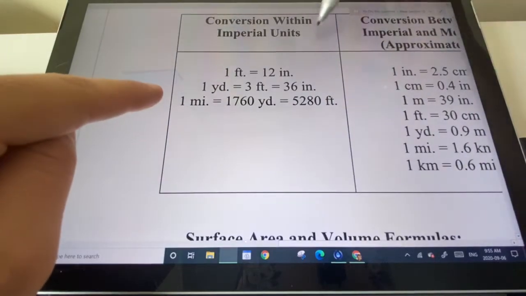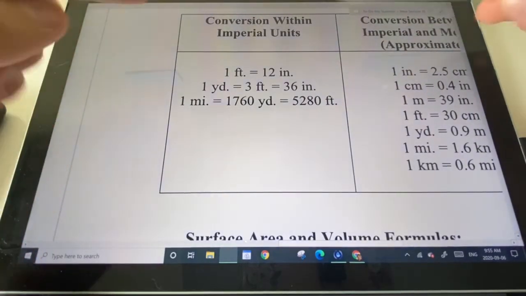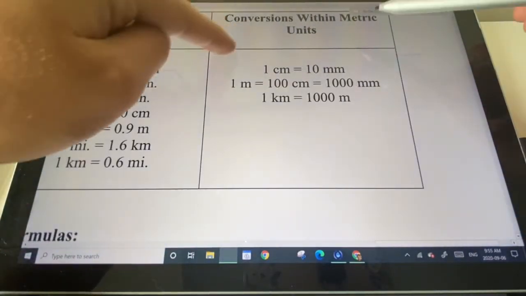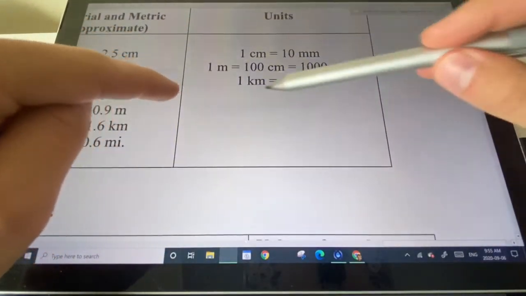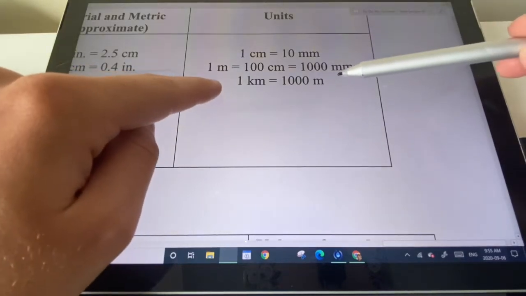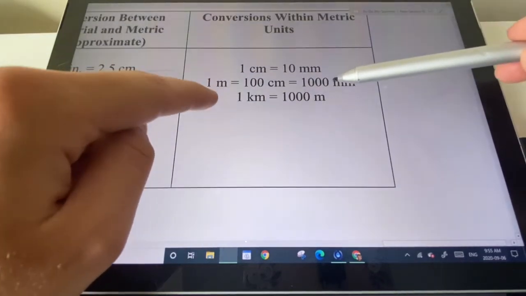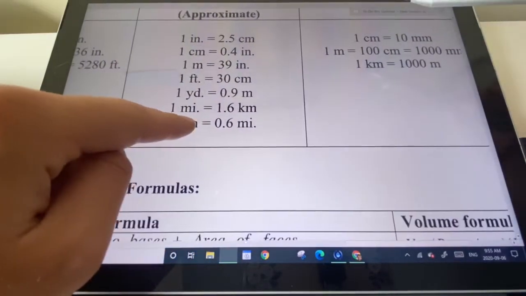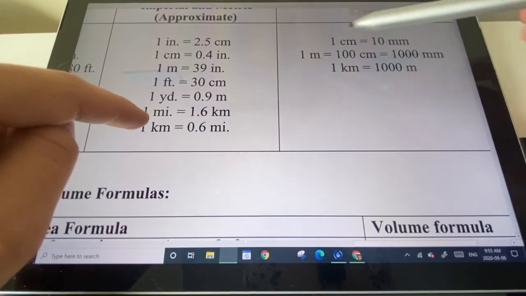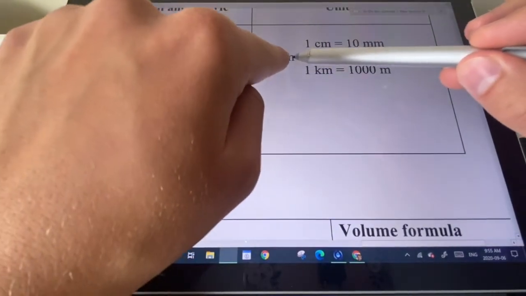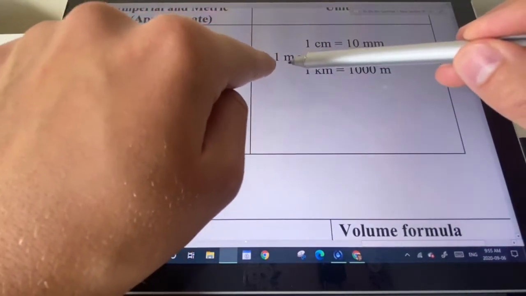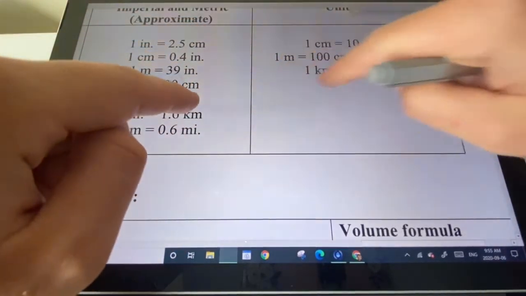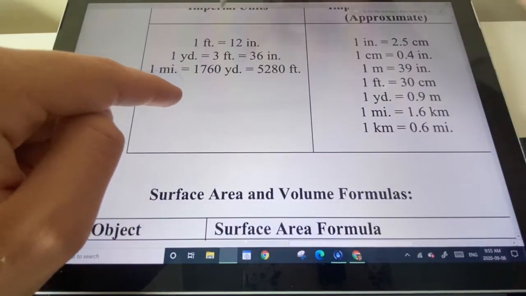So these are called imperial units, okay? Imperial units is something that we use in Canada. Metric units are something that is more used, I would say, in the States. They talk more about centimeters and meters. In the United States, they'll talk about how tall someone is in centimeters, which is kind of strange to us Canadians because we imagine it in feet and inches.